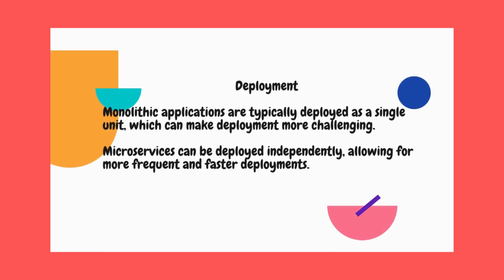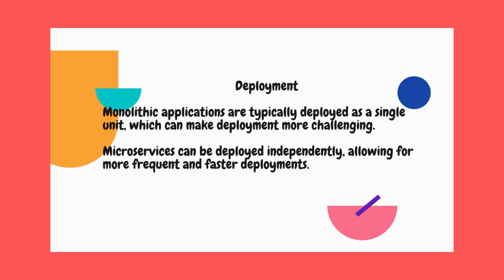When I talk about the previous slide, the deployment of a monolith is typically a single unit, which can make deployment more challenging. And the microservice can be deployed independently, allowing for more frequent and faster deployments. Actually, there are a lot of strategies that you can play around with using Kubernetes. If your app is completely containerized, a lot of strategies can get in place.